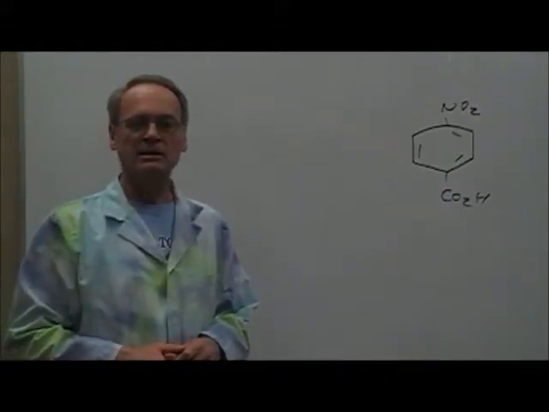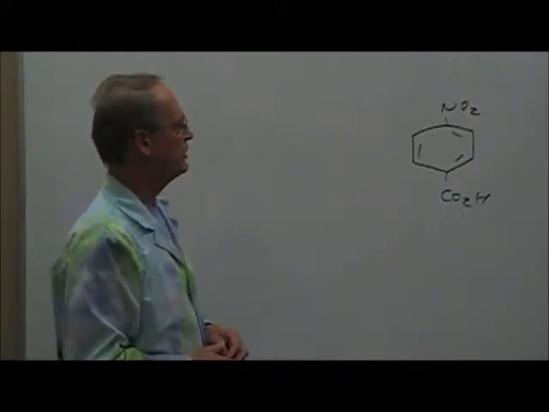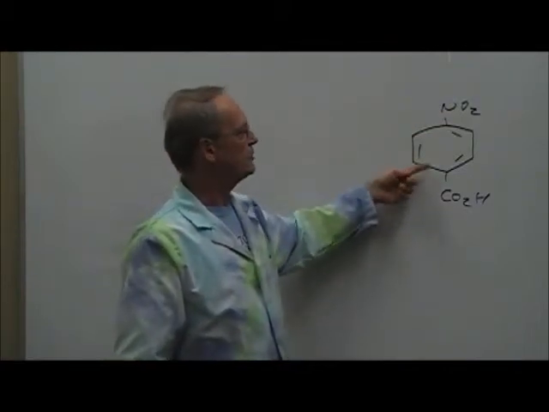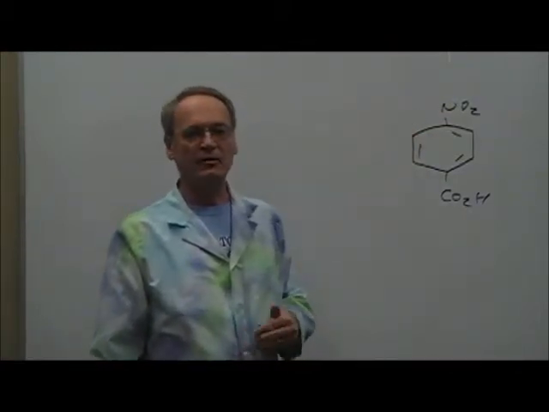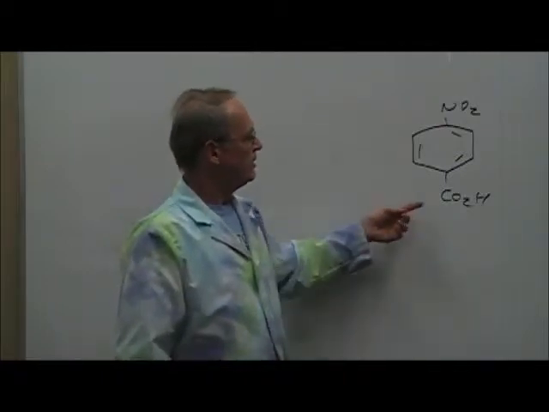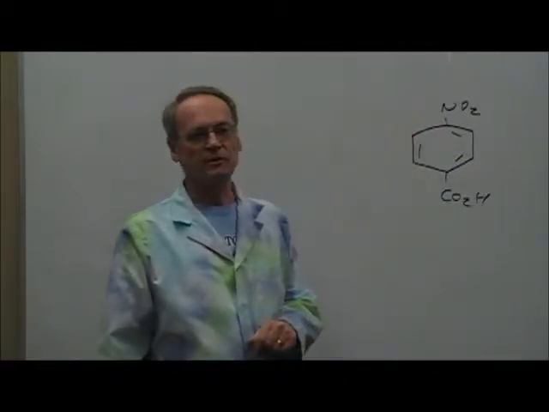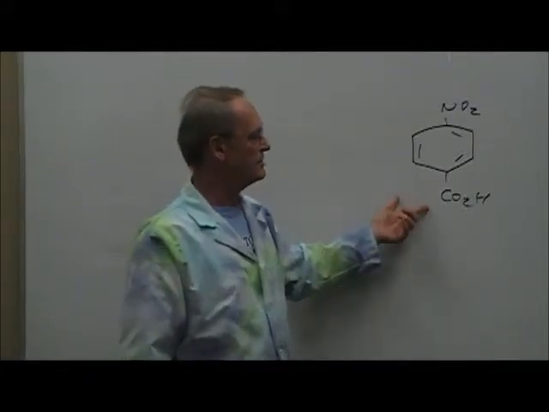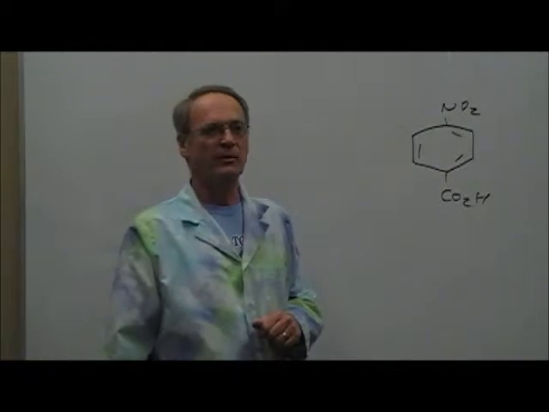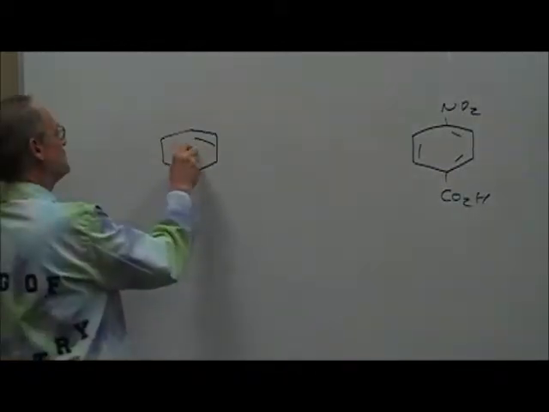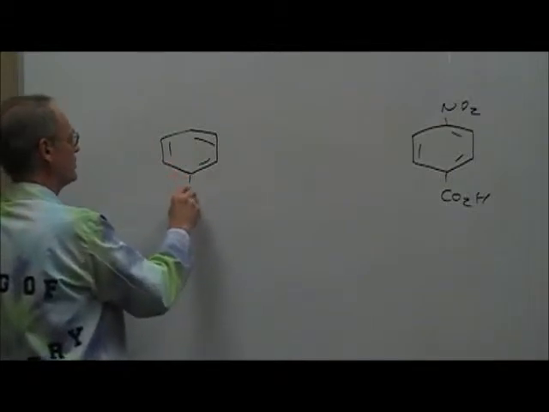Welcome back. Let's think about this. The problem is both of these are meta-directors, so how do you get them to go in para to each other, and how can you start with benzene itself? Well, clearly we have to make one of those groups initially from an ortho-para director, because obviously they are para to each other. The best way to do that would be to start with an alkyl group on that position, toluene, or some other alkyl benzene.